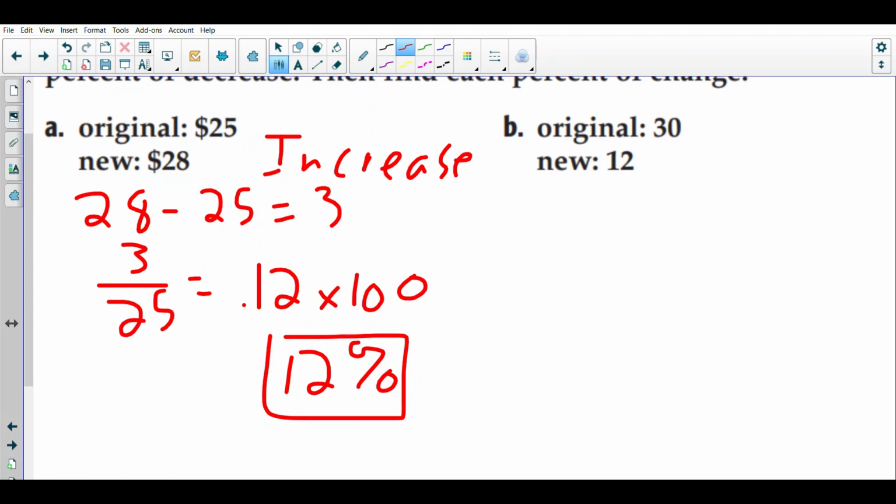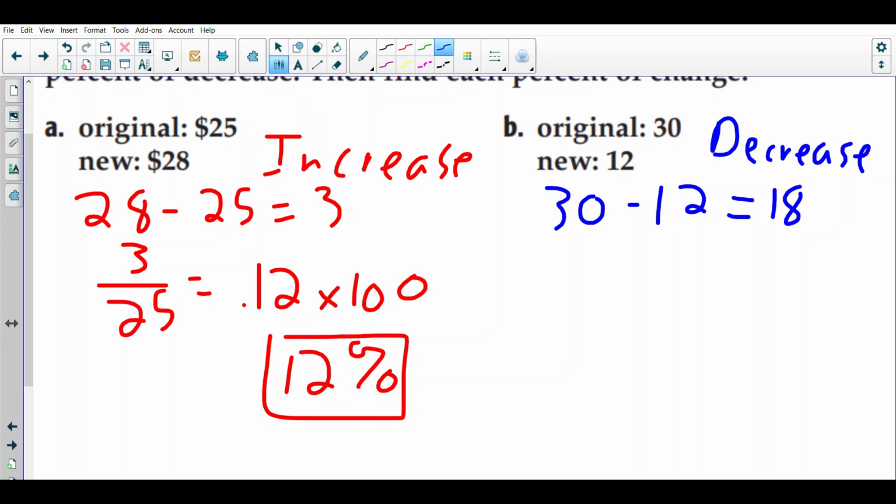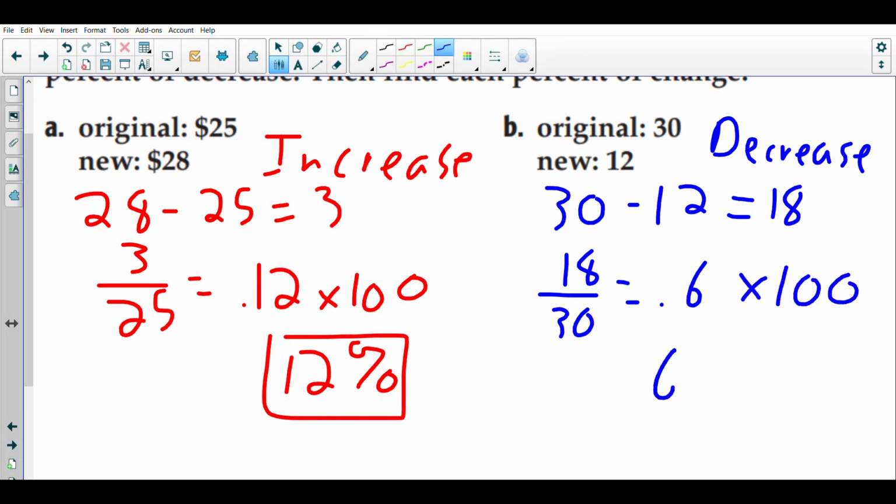Now B, 30 down to 12. This is obviously a decrease. Again, I'm still going to subtract. 30 minus 12 gives us 18. And then always, always, always divide by the original. So 18 divided by the original, 30, gives us 0.6. Then multiply by 100 gives us 60, and then add a percent. So it's a 60% decrease from the original.